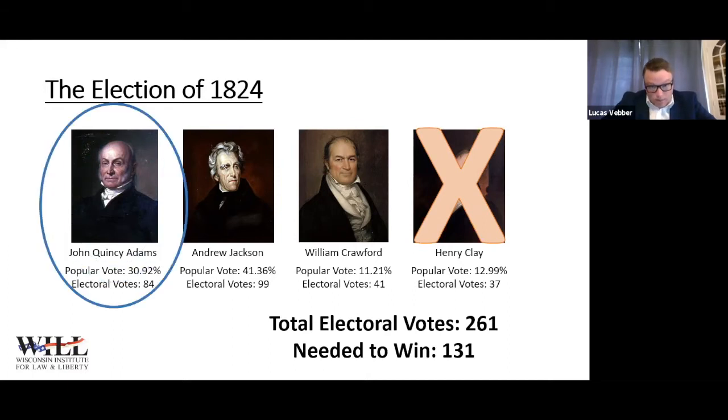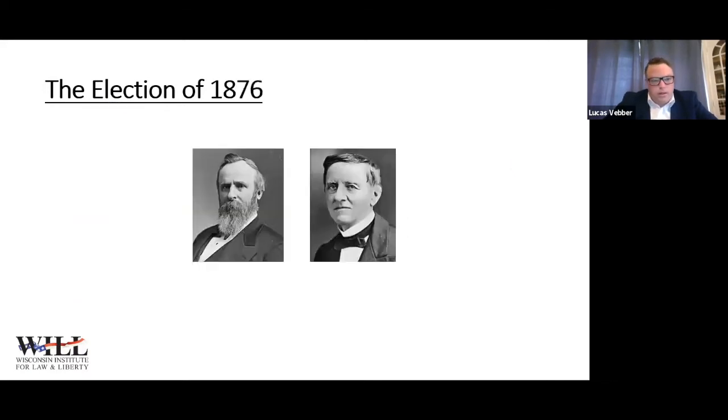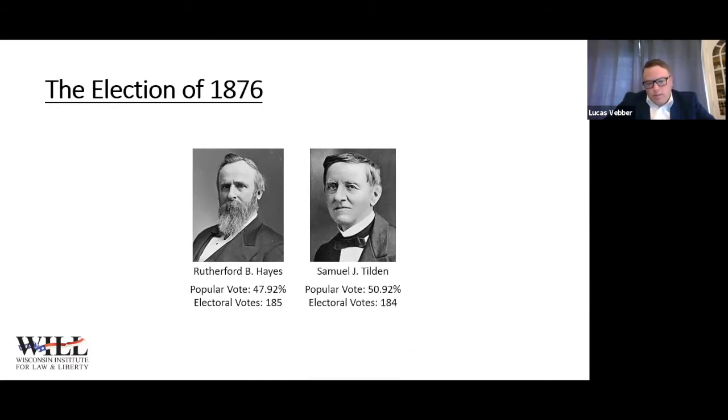Henry Clay ultimately would go on to serve in the John Quincy Adams administration, some of the earliest political theater, we could say. In the election of 1876, a truly infamous election, Rutherford B. Hayes was up against Samuel Tilden.